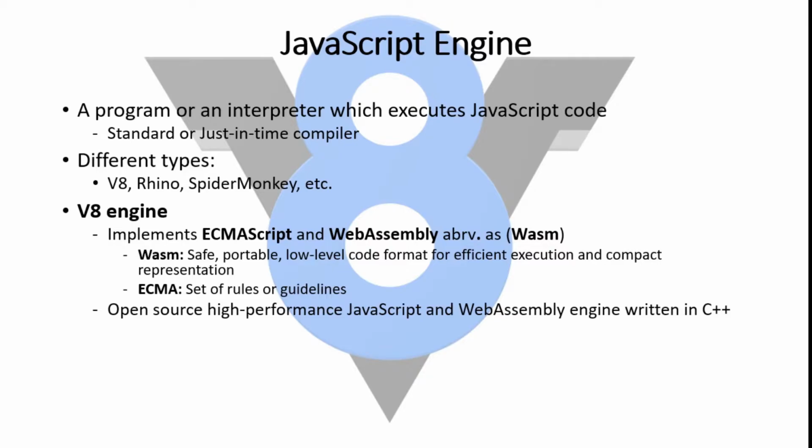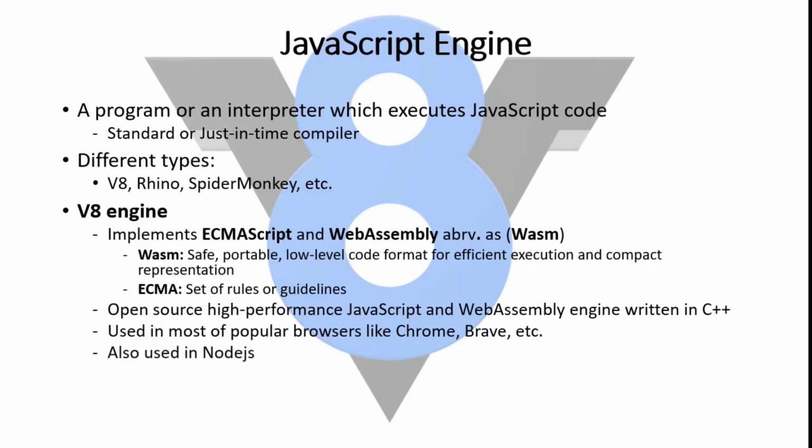V8 engine is an open source, high-performance JavaScript and WebAssembly engine written in C++. So it can run in any embedded systems as well. It is used in most popular browsers like Chrome, Brave, Internet Explorer, Firefox, etc. V8 engine is also used in Node.js. Node.js is a framework used at the server side. It can be executed as a separate application or be embedded in another C++ application.